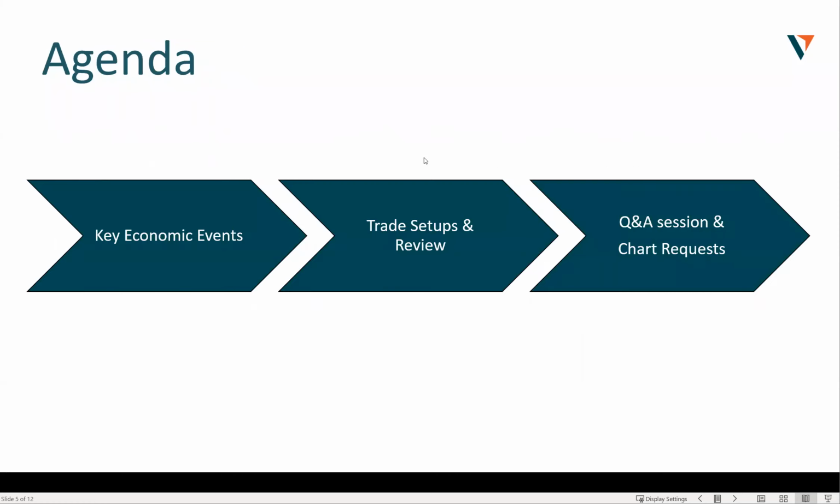So this is the agenda that we will be covering for today. We will first start off with the key economic events, followed by the trade setups, as well as a review of the setups that were done last Friday. And following which we will be opening the floor to Q&A. So if you have any questions, do put them under the questions chat.